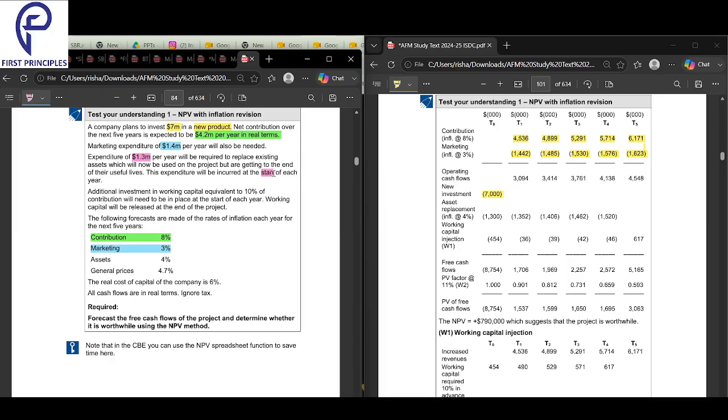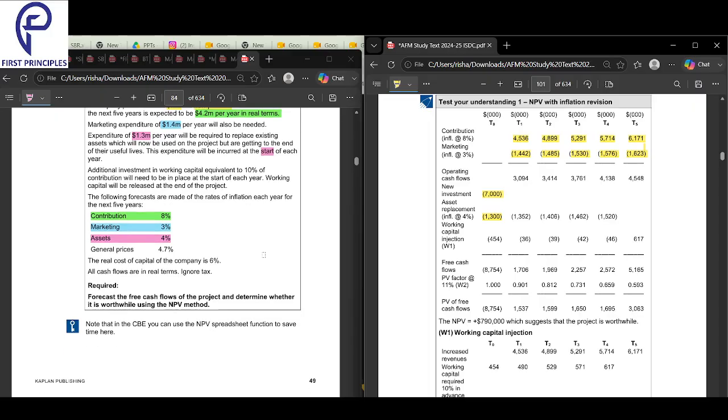Because they're saying start, this is why you see 1,300 in year zero without inflation. After that, you start inflating. So let's do this 1,300 into 1.04. Okay, so you just understood why you take 1,300 at time zero: because they say start of the year. The default is at the end of the year unless otherwise stated.